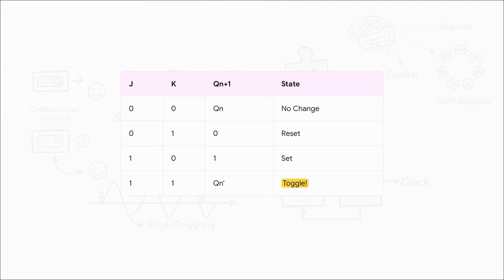When both J and K are 1, instead of an invalid state, it does something magical. It toggles. The output just flips to whatever its opposite was. If Q is 0, it becomes 1. If it was 1, it becomes 0. This toggle feature is unbelievably useful, especially for building things like digital counters. So what's that magic trick the JK flip-flop does when both its inputs are 1?